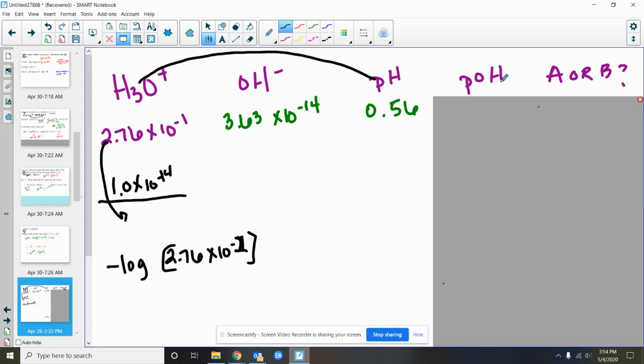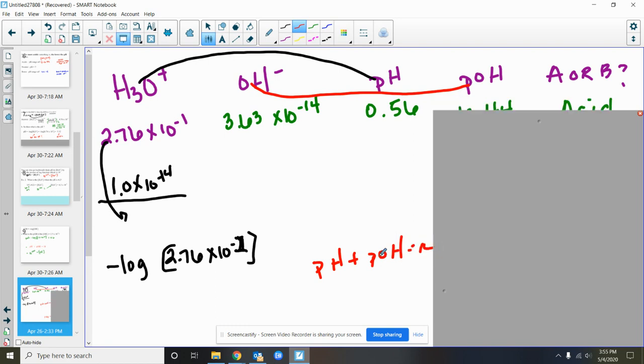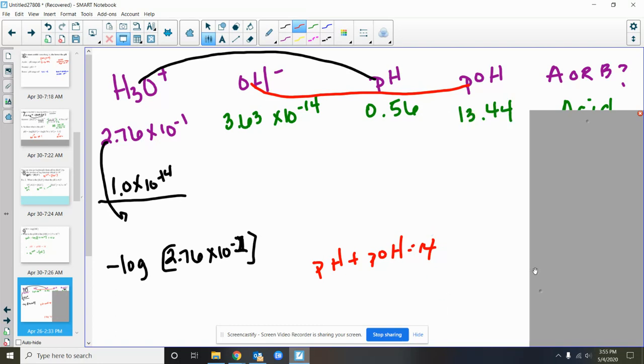Okay. And then my pOH, I can do 2 different things. I can do negative log of my OH value. That's going to give me my pOH because these two are connected, pOH and OH. So those are the 2 that are connected. So I can either do negative log of my OH value to find my pOH, or if you remember, pH plus pOH give me 14. So if I know that my pH is 0.56, I can just subtract that from 14 to find my pOH, which is 13.44.